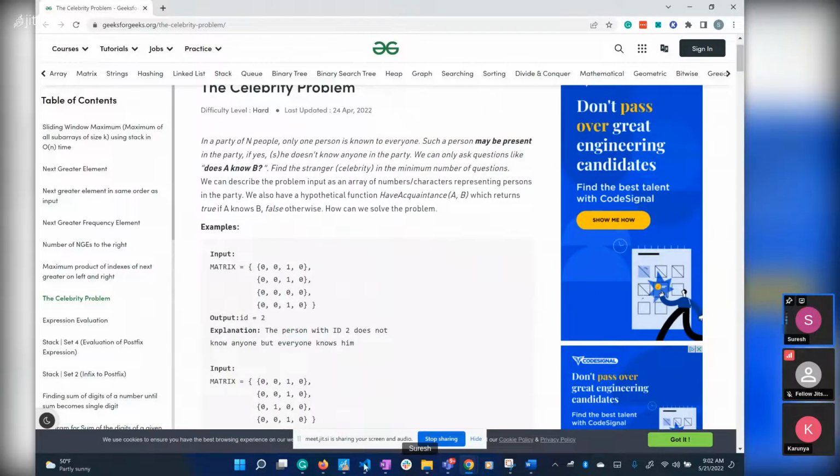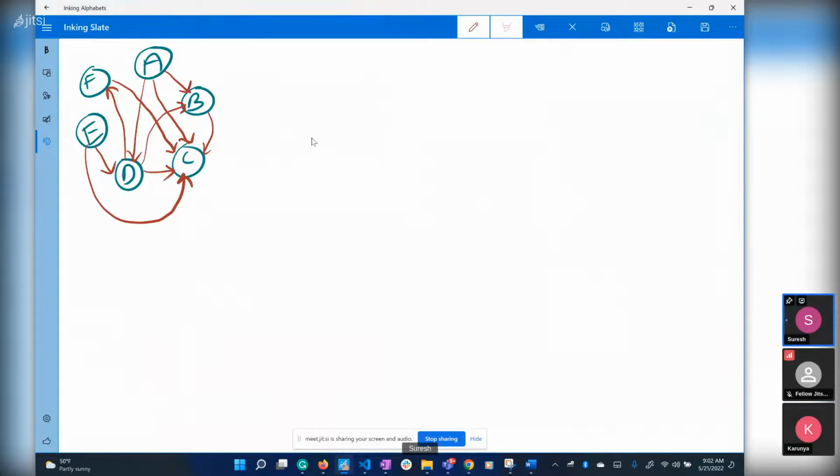So let me know if my voice is breaking or if I'm going really fast. Okay. Can you guys see my inking slate here? Yes.